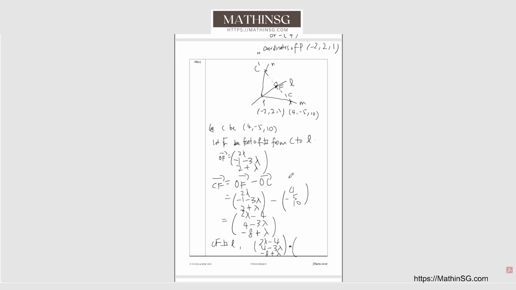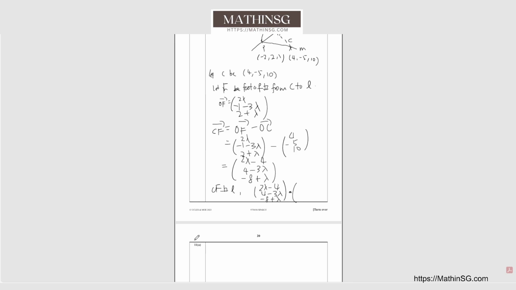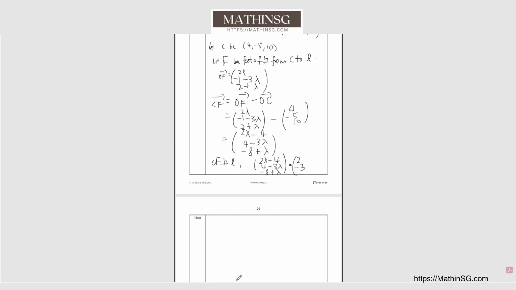So this 2 lambda minus 4, 4 minus 3 lambda, minus 8 plus lambda, dot the direction vector of L, which is 2, minus 3, 1, is 0. Okay, so you do a dot product and you solve for lambda, you should obtain an answer of lambda equals to 2. So therefore we know that OF is equal to 4, minus 7, 4. How do I get it? I sub in lambda equals to 2 into this equation here to find OF.